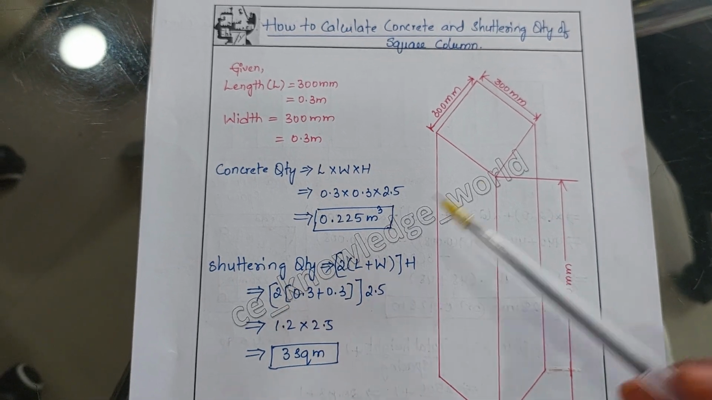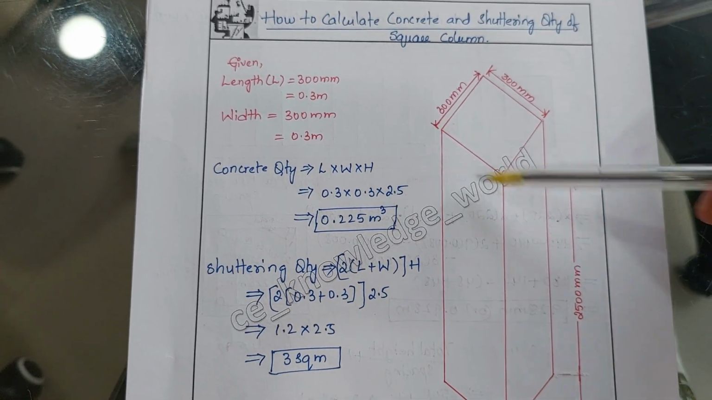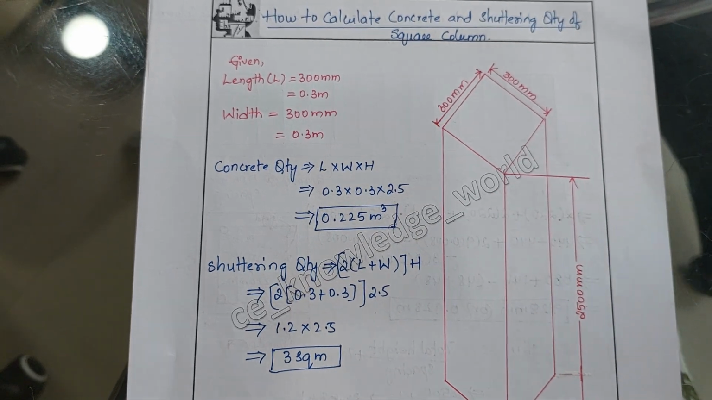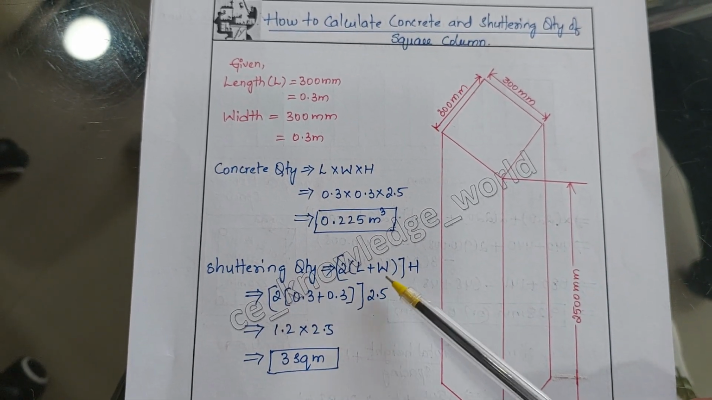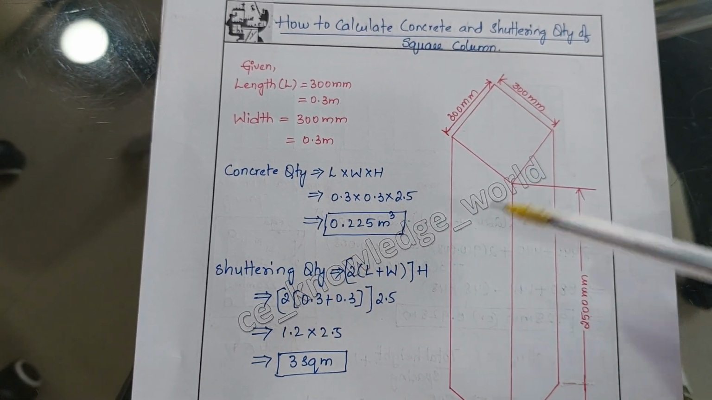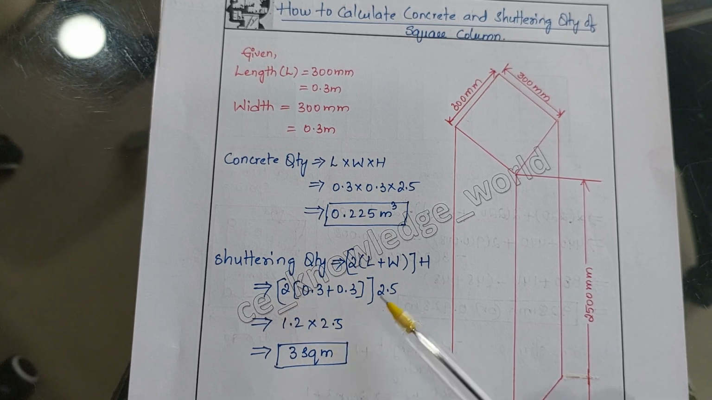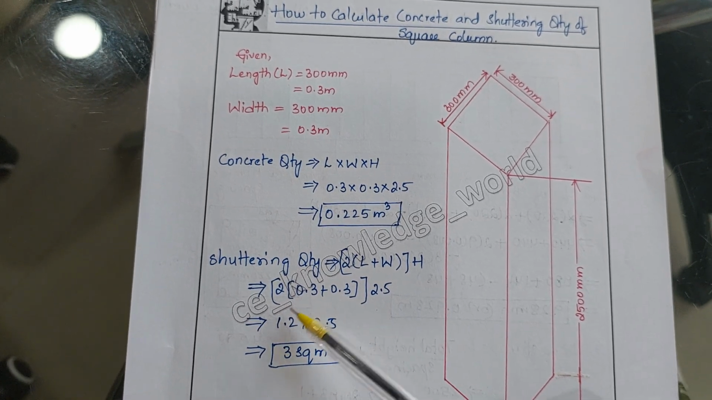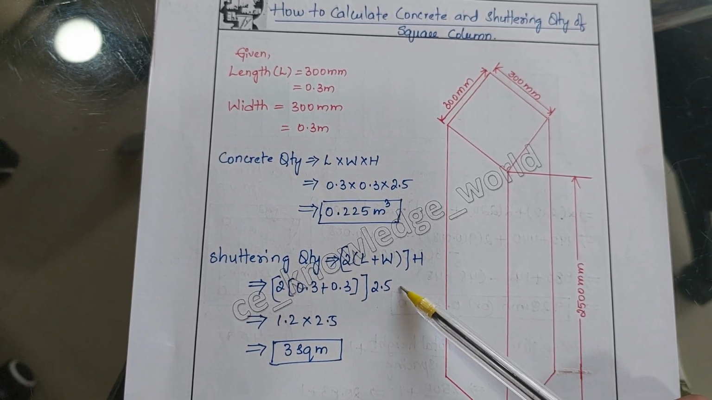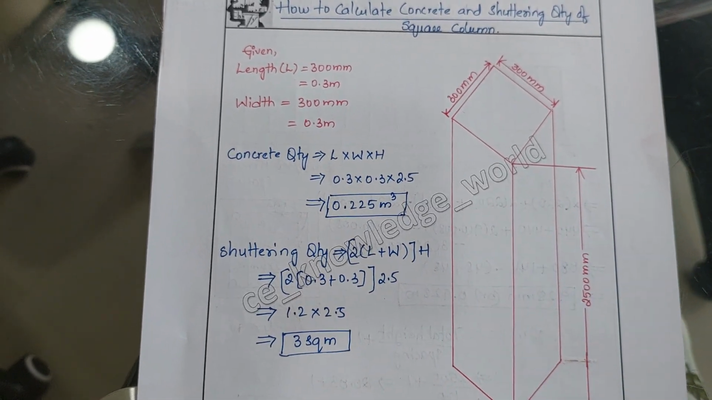Now we will calculate how much shuttering quantity is required for these dimensions of a column. So shuttering quantity we find by considering the perimeter. Perimeter means we have to add all the sides, which is 2 into (length plus width), that is 300 plus 300 plus 300 plus 300, into height. This height is 2.5. After calculating this we will get 1.2 meter, and by multiplication with height we will get 3 square meter of shuttering required for these dimensions of a square column.